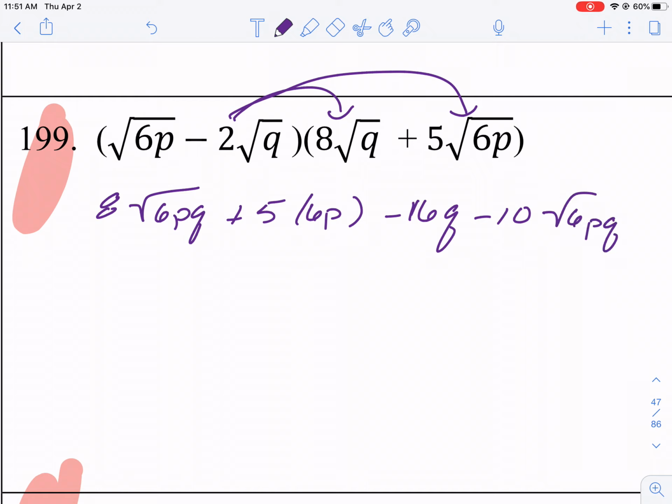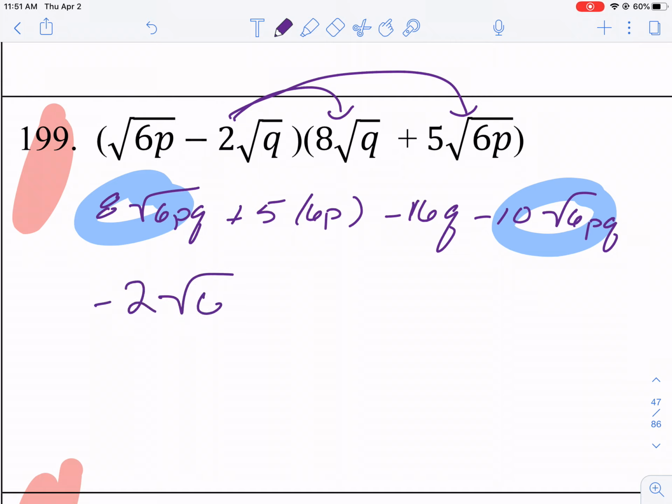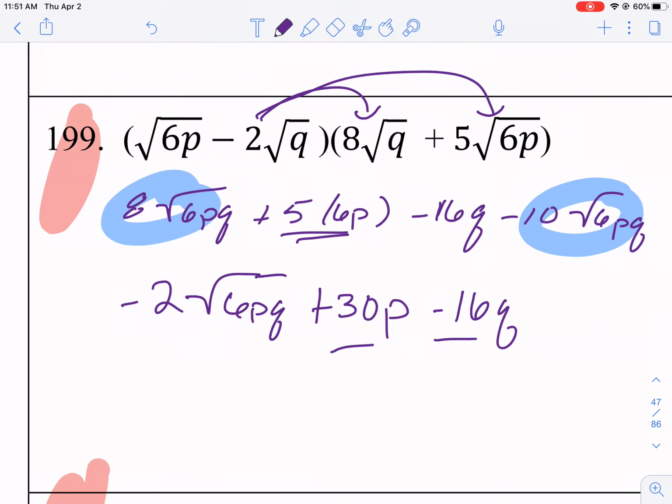Okay, so first thing I'm noticing is that I've got like terms here. So I'm going to put those together, and that's going to be a minus 2 square root of 6pq, and your order doesn't matter here. This becomes plus 30p minus 16q, and these two are not like terms, so we cannot combine them, so we are done. Notice our answers are starting to get a little bit messier.